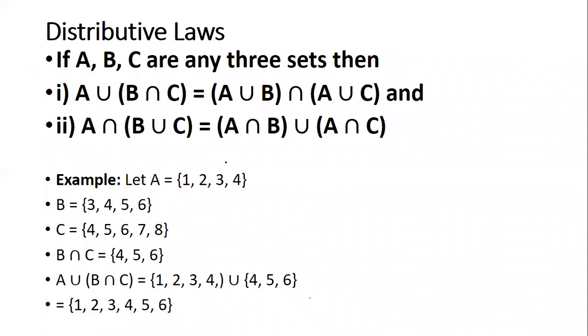Now coming to distributive laws, again there are 3 sets. A, B, C are 3 sets in distributive laws. Here it is A union (B intersection C), which is equal to (A union B) intersection (A union C). Similarly, for the other rule, A intersection (B union C) is equal to (A intersection B) union (A intersection C). So these are the three laws that we saw.